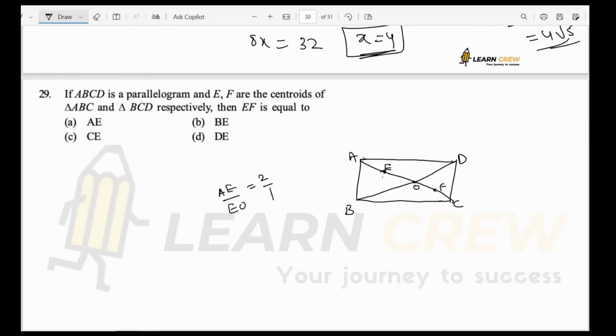Similarly, what is here? CF divided by OF is also 2:1. Now please verify. Please just apply your knowledge and answer. You need the value of EF. EF means what? EO plus OF. So what would it be?